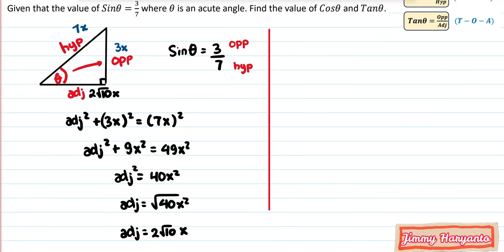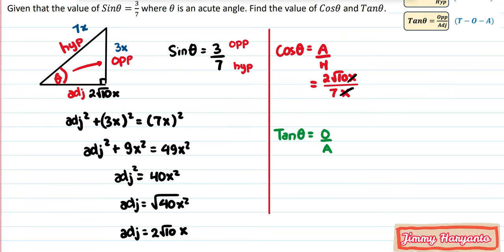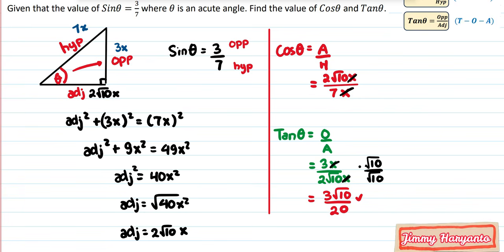And the question wants you to find the value of cos theta. So cos theta equals adjacent over hypotenuse. Adjacent is 2 square root of 10 x over hypotenuse 7x. You can cross out the x at this point. So that's the value of cos theta. And then the question wants you to find the value of tan theta also. That's TOA. Opposite is 3x, adjacent is 2 square root of 10 x. You can cross out the x and you will rationalize the denominator. So you find 3 square root of 10 over 20. The final result.